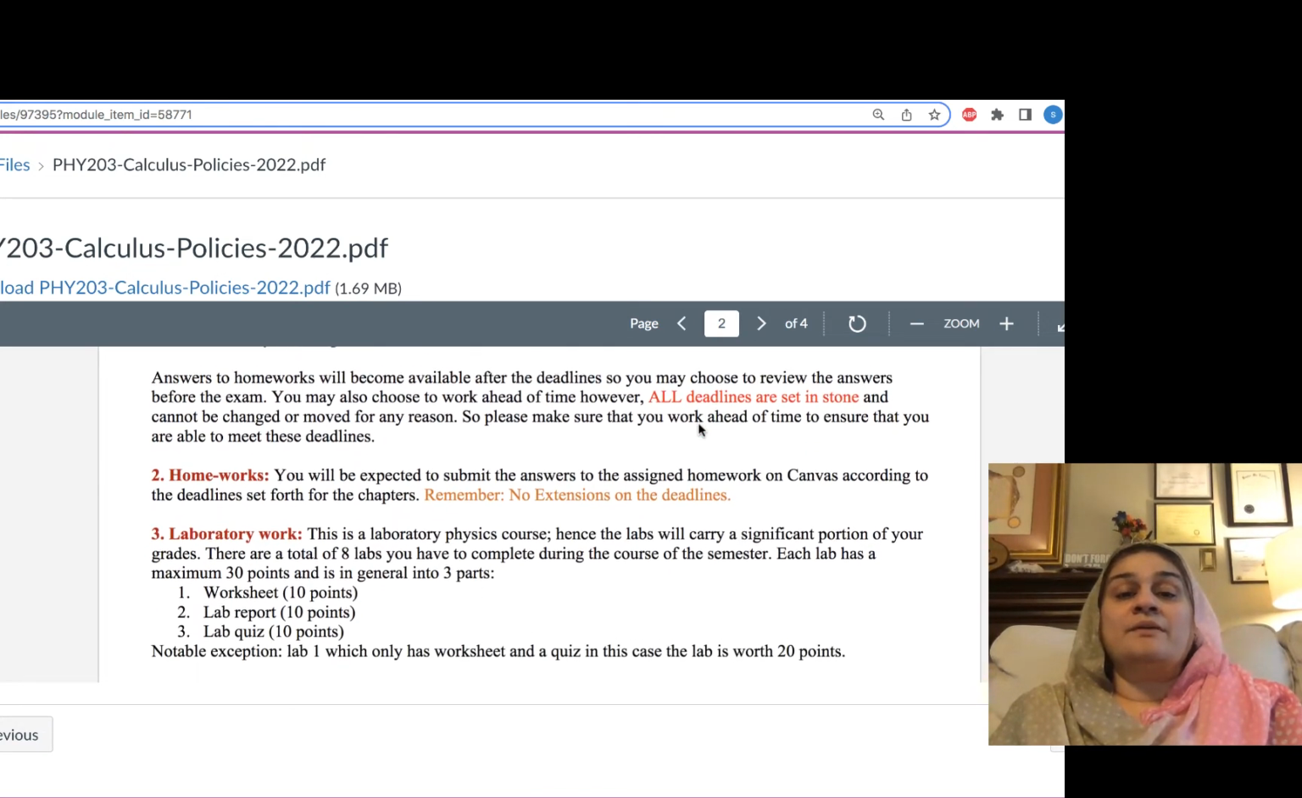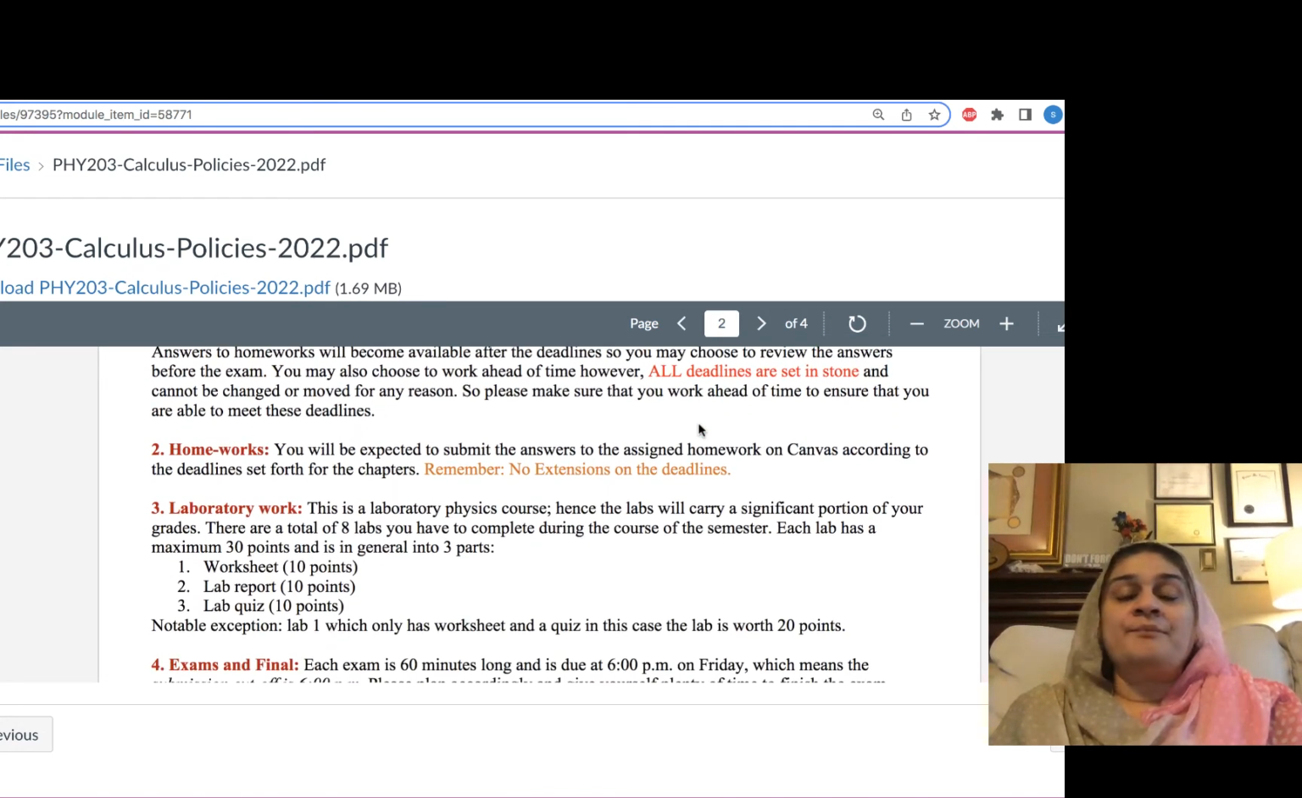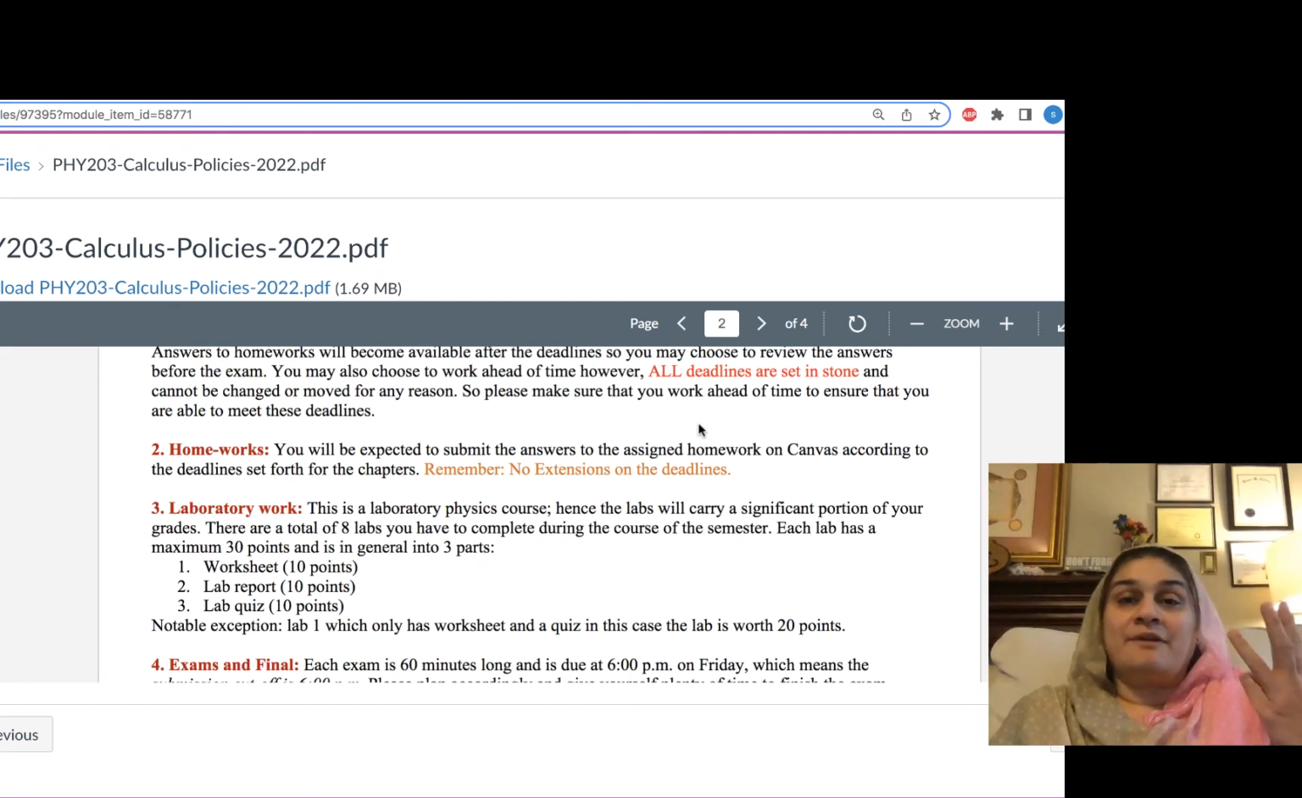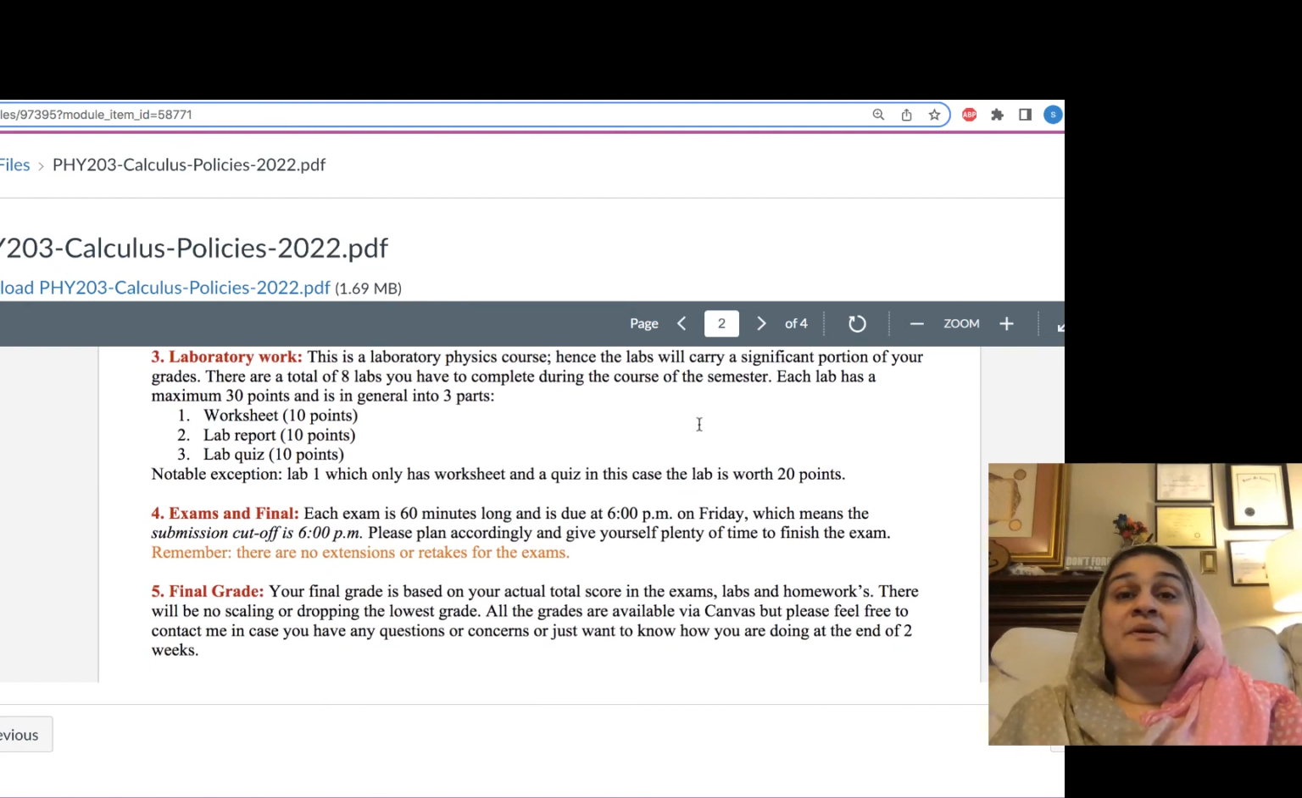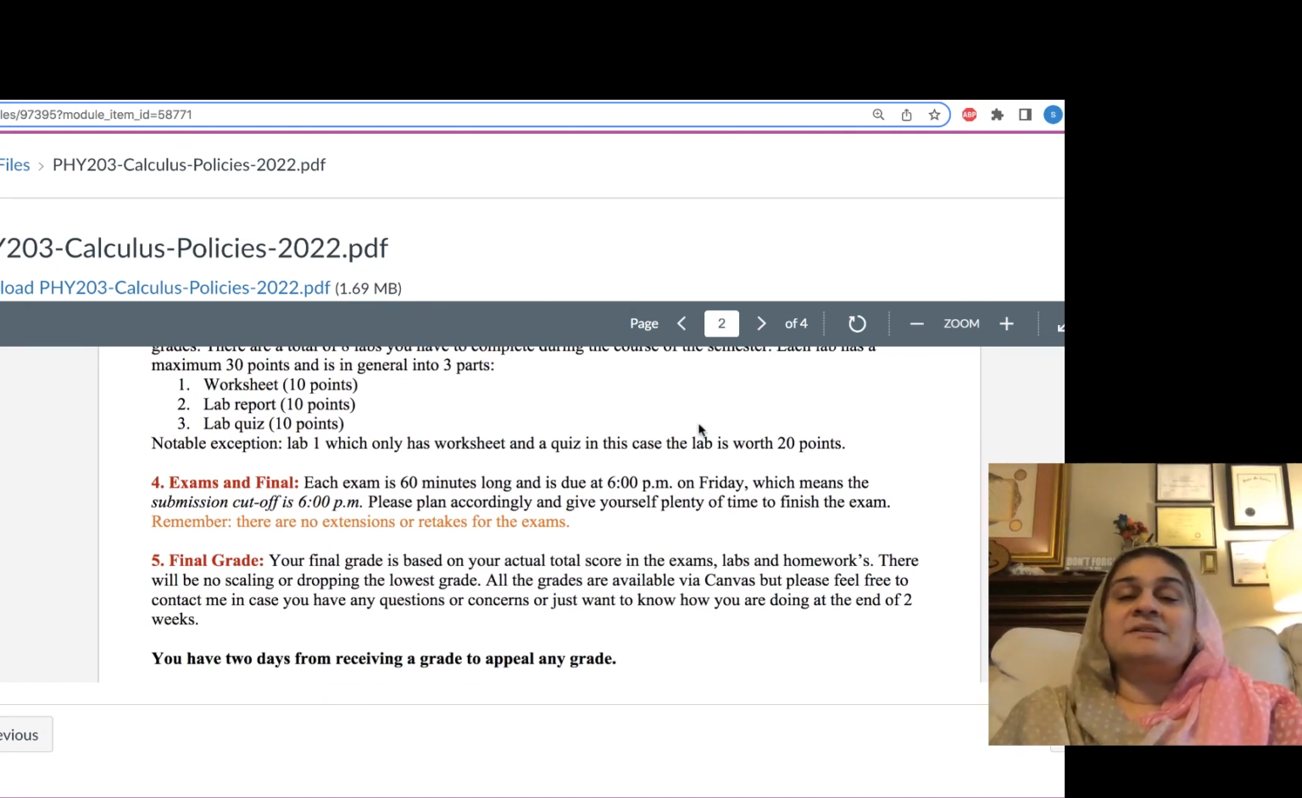Running you quickly through the lab work, there are 3 parts to every lab: the pre-lab or the worksheet, the lab report itself, and then the quiz. The lab is considered complete once all 3 of them are completed. There will be 1 exam per week. Since this is an intensive 4-week course, there will be 4 exams in total.